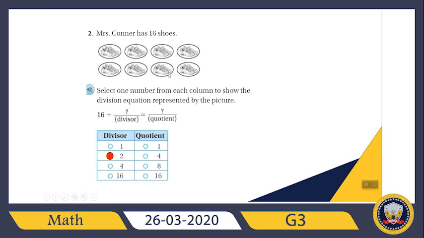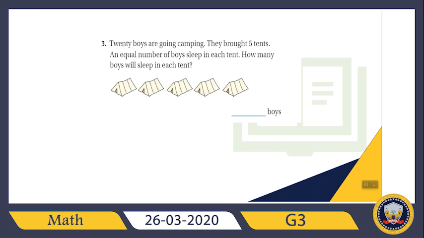If you want, you can check the picture. So your quotient will equal to the number of groups. Let's count it. 1, 2, 3, 4, 5, 6, 7, 8. So your quotient will be 8. So it means 16 divided by 2 equal 8. Right? Good job.